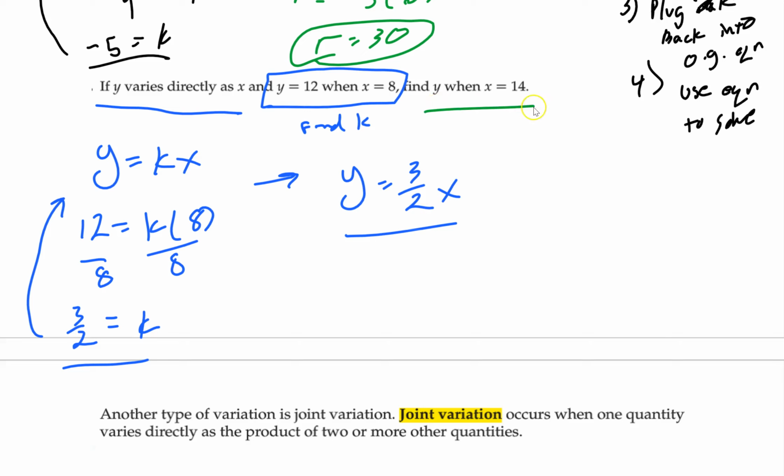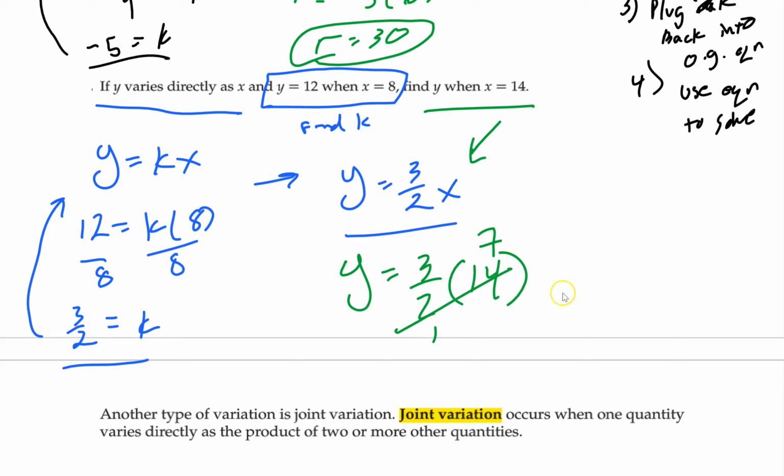Find y when x equals 14, sorry. So plug in 14 for x. This reduces, and you get 3 times 7 is 21. So y is 21 when x is 14. Again, that's the general idea. We're going to do this over and over again, but that's the general idea of how we do this.